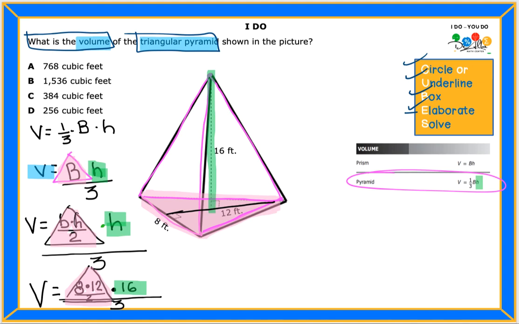My recommendation, guys, is search on YouTube for a demonstration of the volume of a pyramid. What you're going to see is that if you fit in one prism that has the same dimensions, we can fit 3 pyramids in that prism, and that's why we divide by 3.